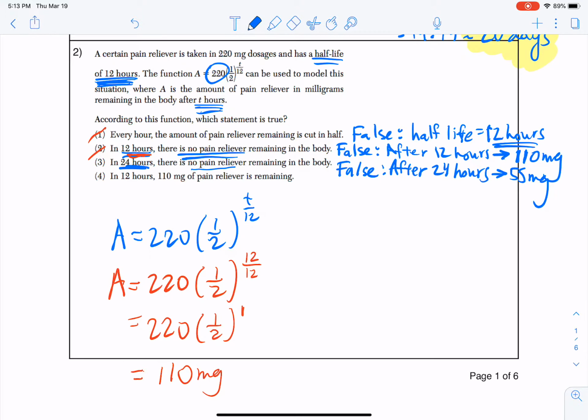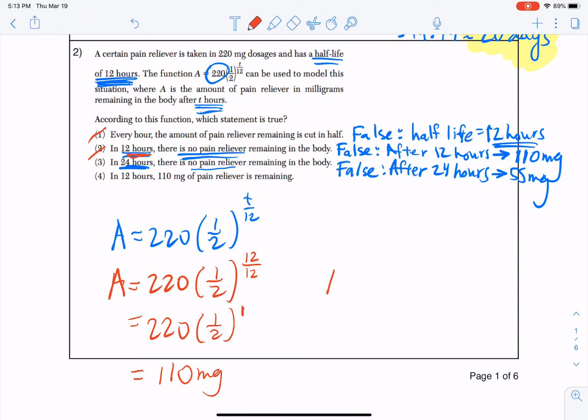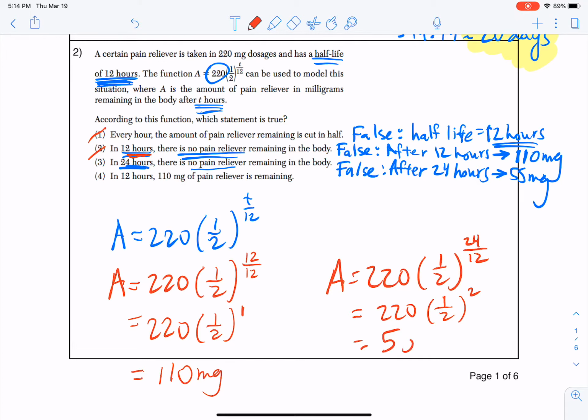Now, if you don't trust the reasoning, we can use the equation. Replacing 24 for t. Simplifying that, I get 1/2 raised to the second power. I can input that in my calculator, and I will get 55 milligrams. Option 3 is false.